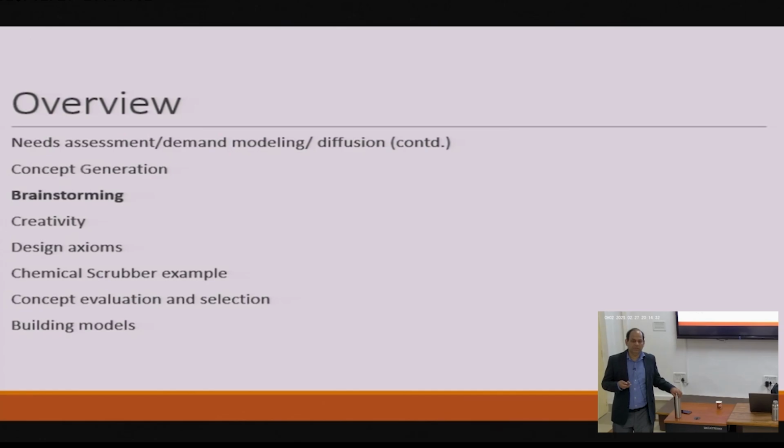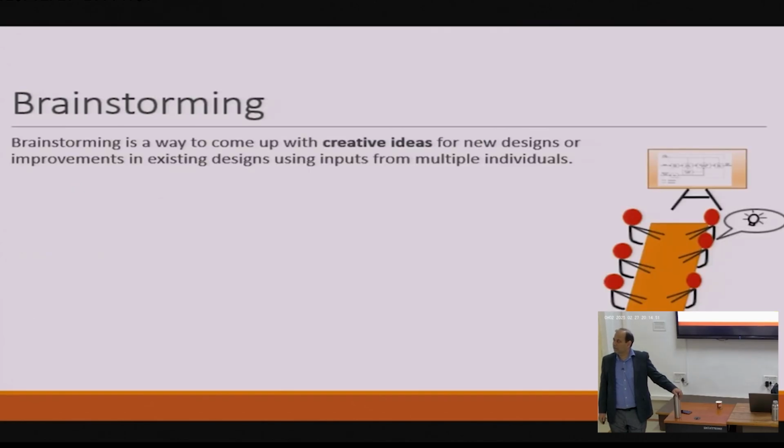Basically, if multiple people are working in a team, they're more likely to come up with a design. We've been doing a lot of work on this these days through agent-based models, because there are a lot of things that happen in brainstorming sessions that we should think about. But that's the general idea, and we'll get to that in a slide or two. So it's a way to come up with creative ideas for new designs or improvements by using inputs from multiple individuals, not just one.